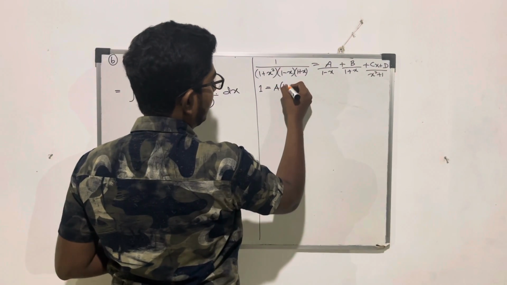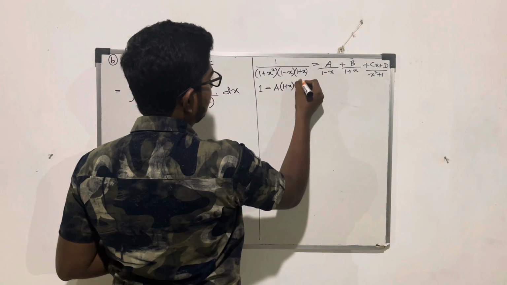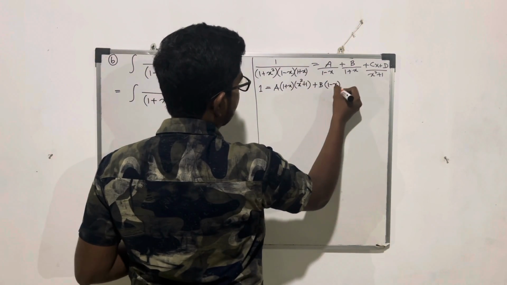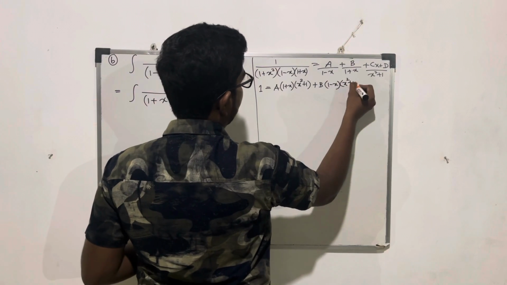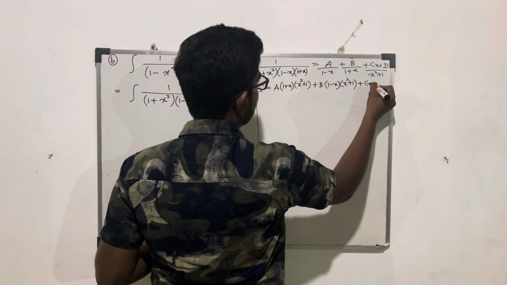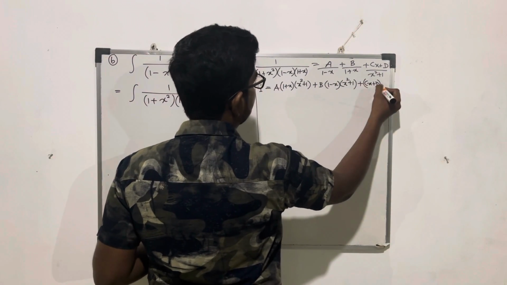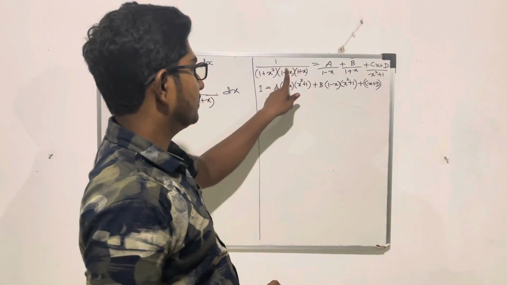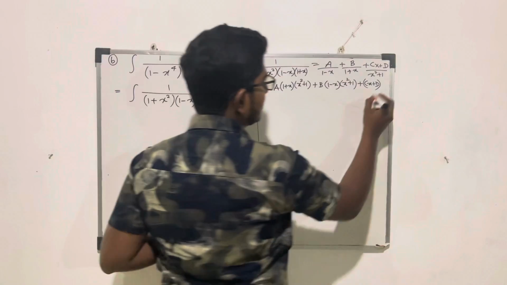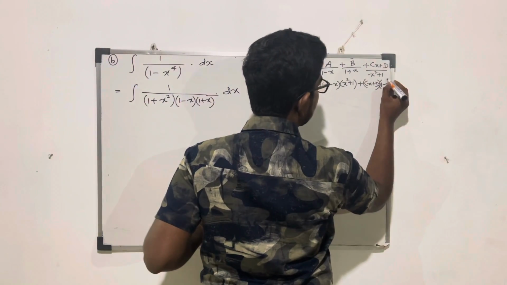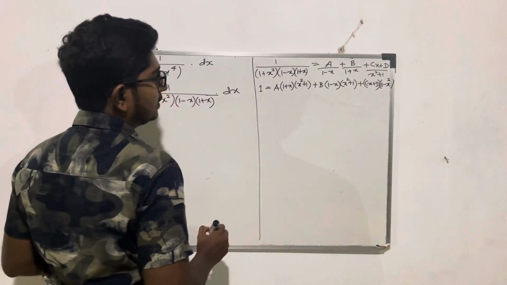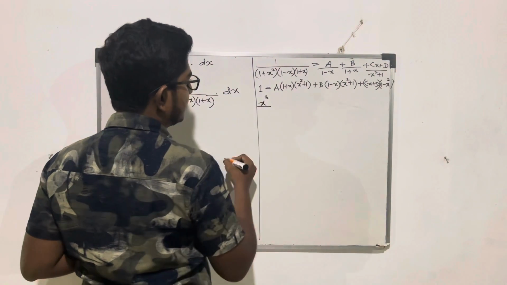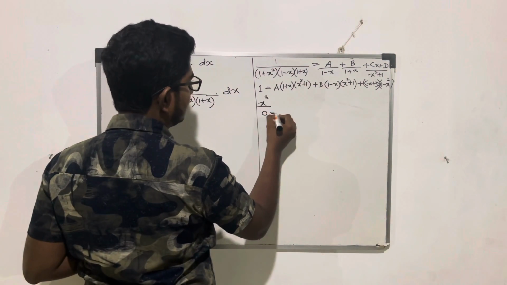Multiply all the terms by this denominator. Then we have 1 times (x squared plus 1), and b into (1 minus x)(x squared plus 1), and (cx plus d) into (1 minus x)(1 plus x). What is (1 minus x)(1 plus x)? It is 1 minus x squared. Now we can compare the x to the power 3 coefficients.